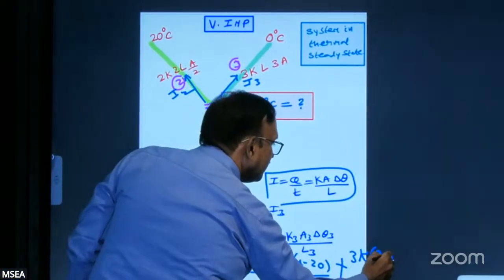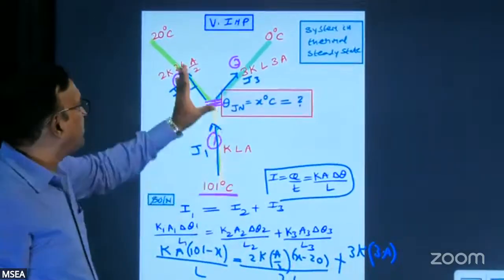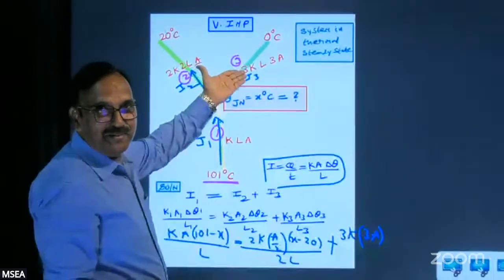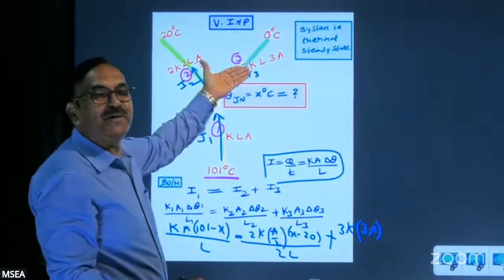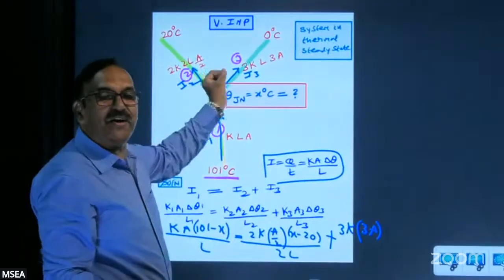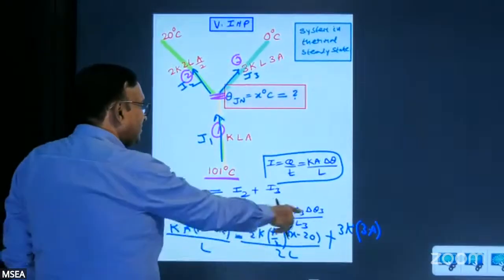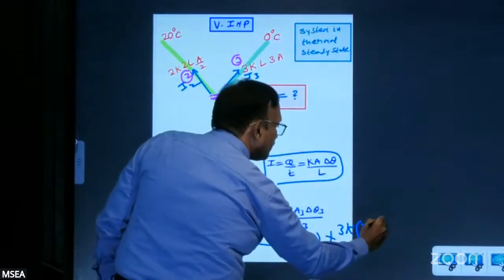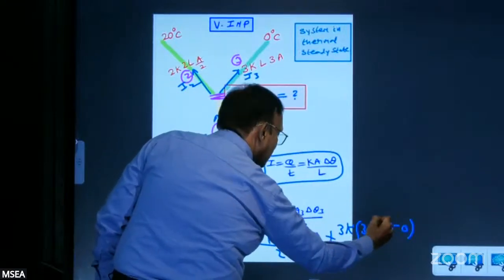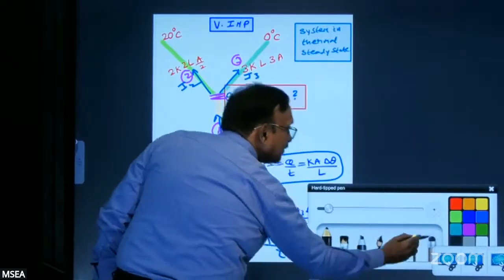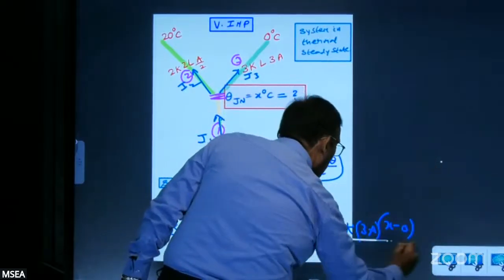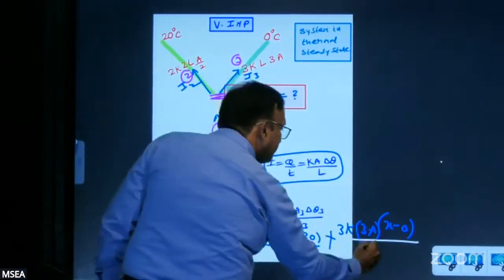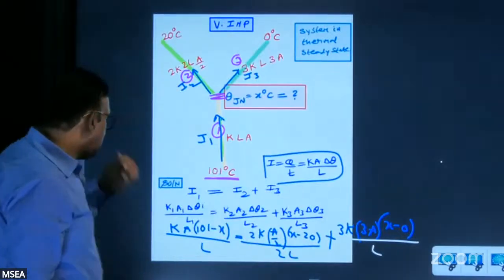Its area is 3A. Under the exam tension conditions, you have to look at the value in fractions of seconds. I may be taking my own time there, but you have to be fast in the exam. So correctly you have to catch it and write it, please. 3K, A3 is nothing but 3A. Delta theta 3 comes out to be X minus 0, whole upon the corresponding length, which means L.